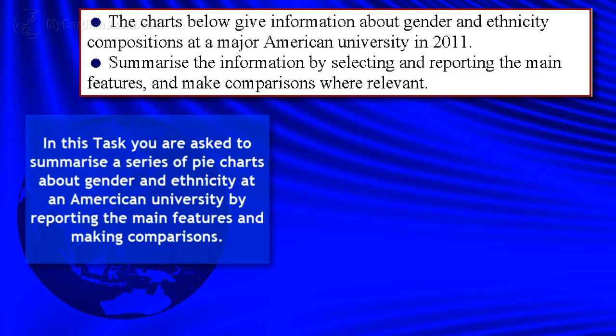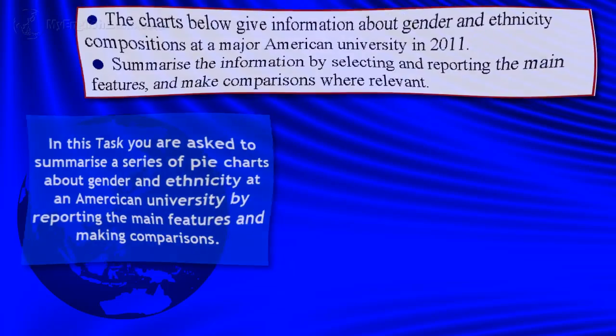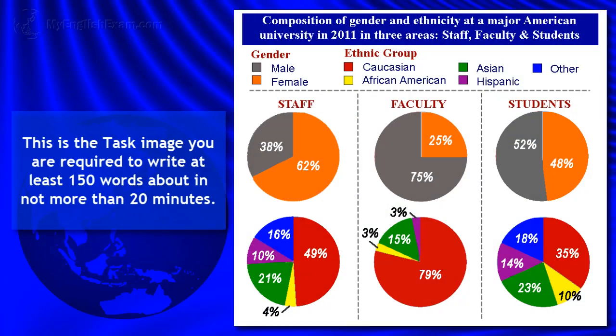In this task, you are asked to summarize a series of pie charts about gender and ethnicity at an American university by reporting the main features and making comparisons. This is the task image you are required to write at least 150 words about in not more than 20 minutes.